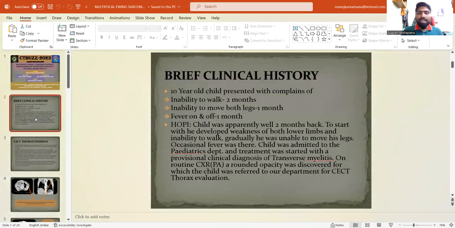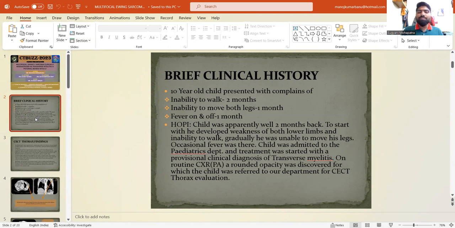We have a 10-year-old child who presented with inability to walk for 2 months, inability to move both legs for 1 month, and fever on and off for 1 month. The child was apparently well 2 months back. To start with, he developed weakness of both lower limbs, gradually became unable to walk and unable to move his legs. Occasional fever was there. The child was admitted to the pediatrics department of our college, and treatment was started with a provisional clinical diagnosis of transverse myelitis.